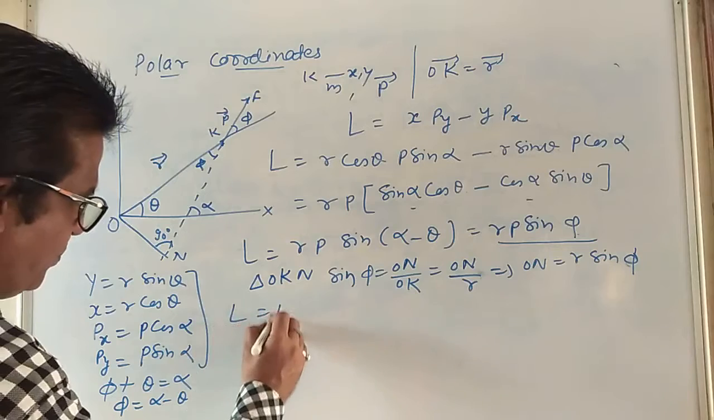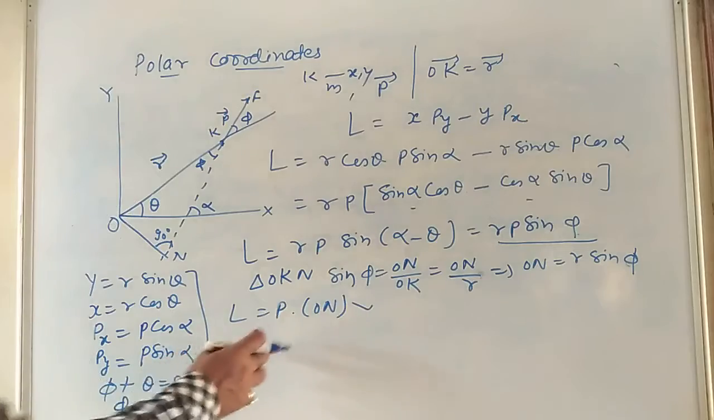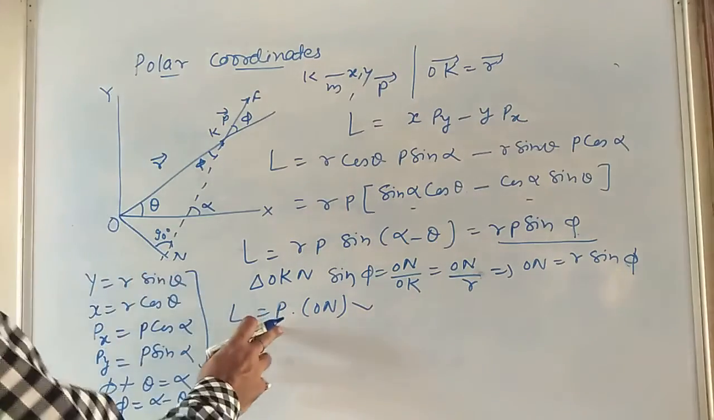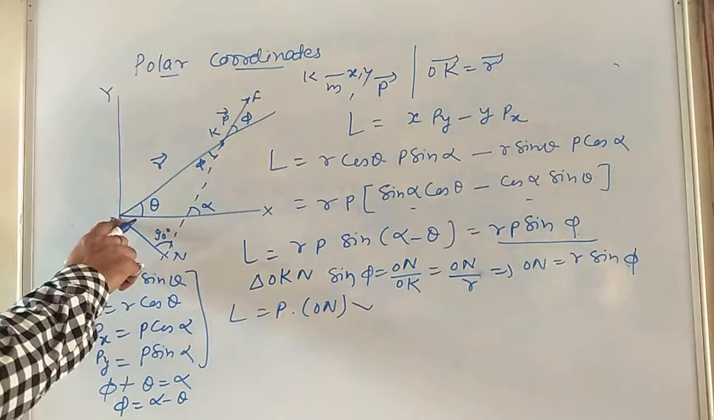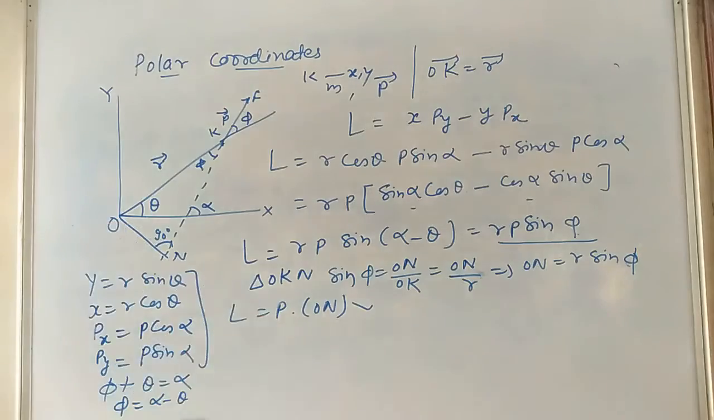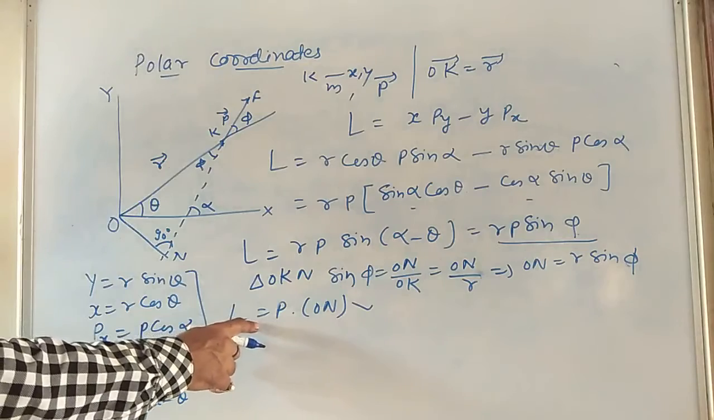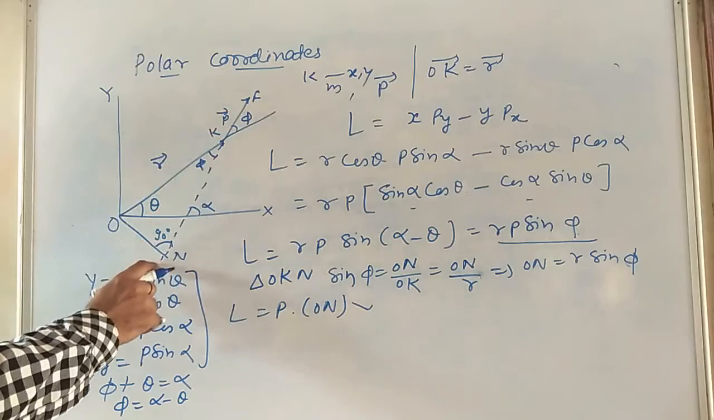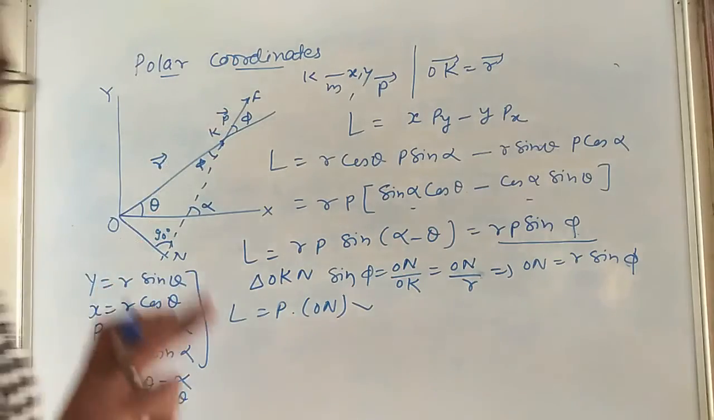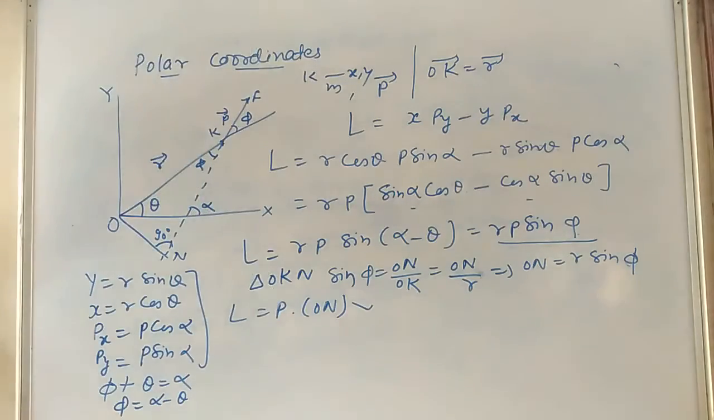L is equal to P into ON. ये आ गया result. What is this? This is the perpendicular distance. So angular momentum of a body about a given axis is the product of linear momentum and the perpendicular distance of the line of action of linear momentum from the axis of rotation. Is it clear? So this is the physical meaning of angular momentum.